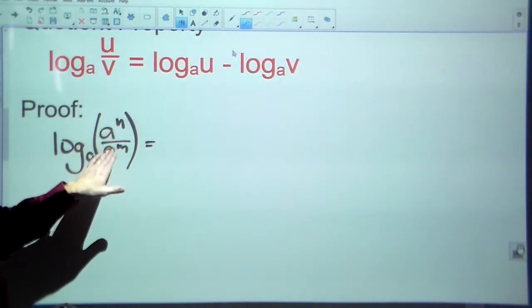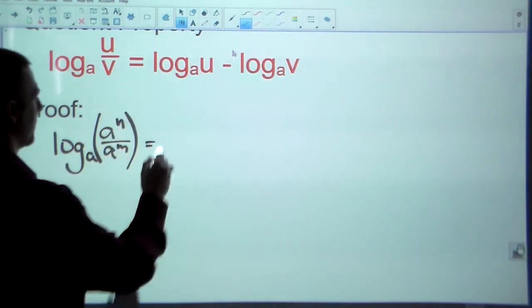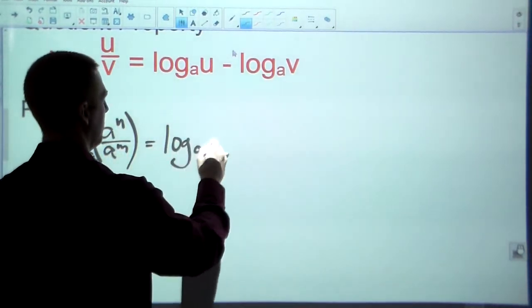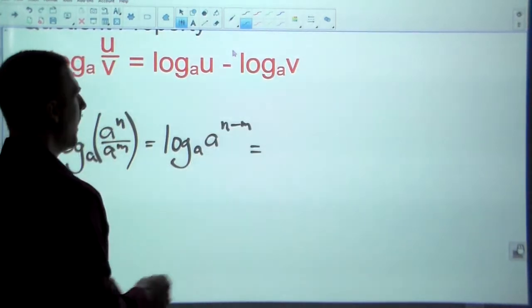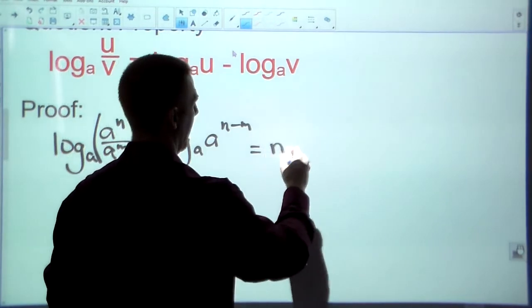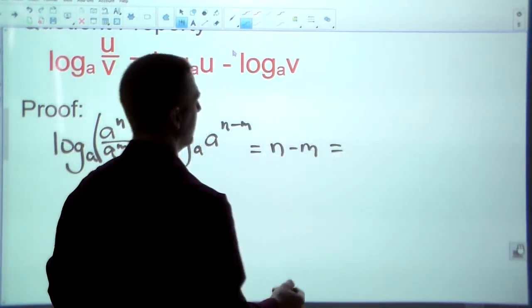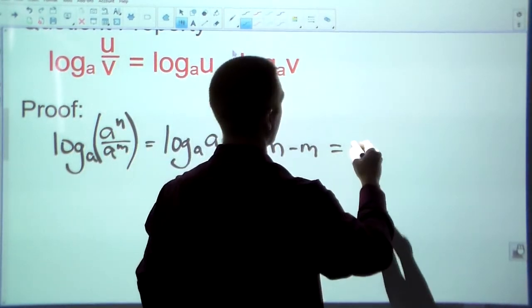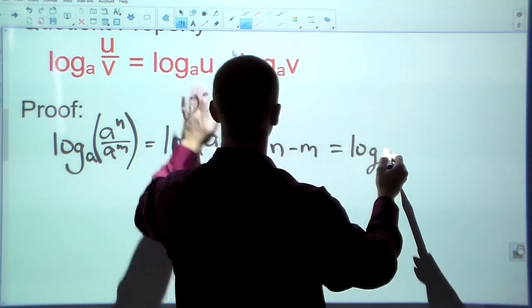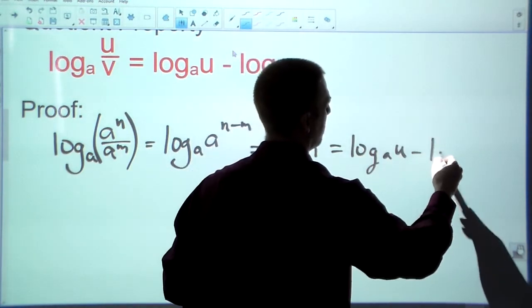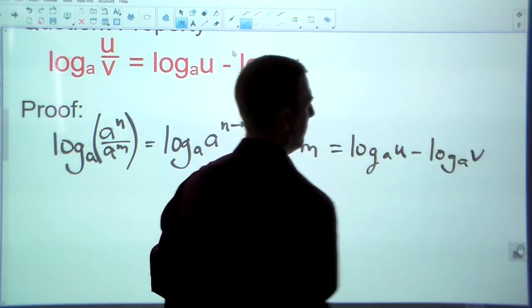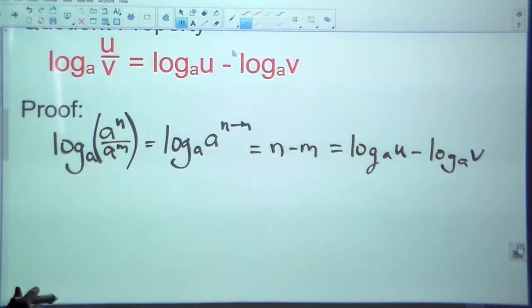And since both of these are a, and they have exponents, those exponents will get subtracted. So that would be the same thing as n minus m that way. And log base a of a cancels out, so that's left with just n minus m. And if you go back up and look, n was log base a of u, and m was log base a of v. So that's got to be true as well.